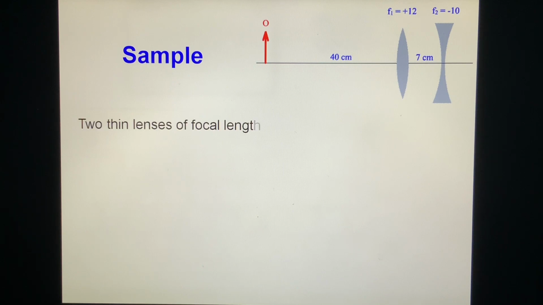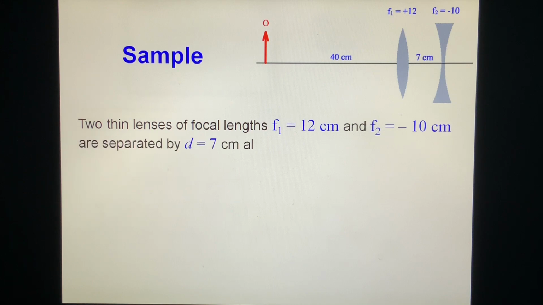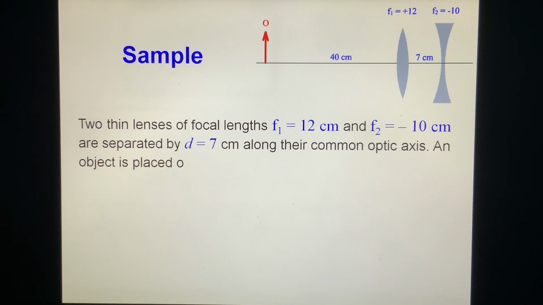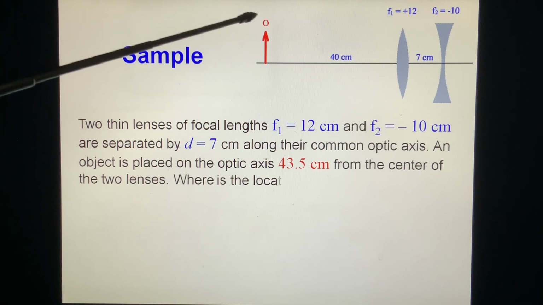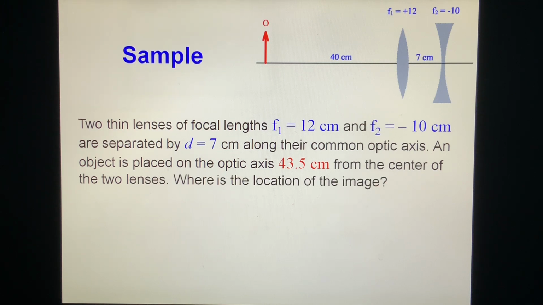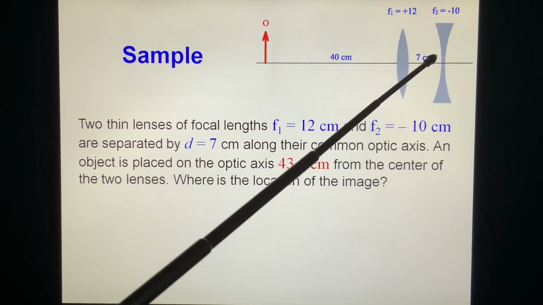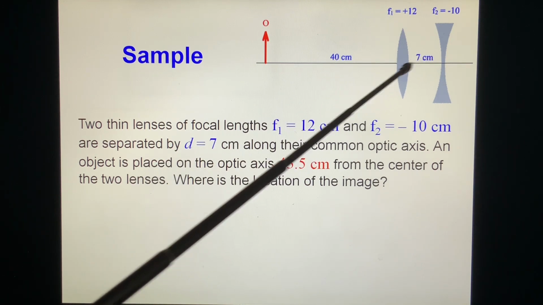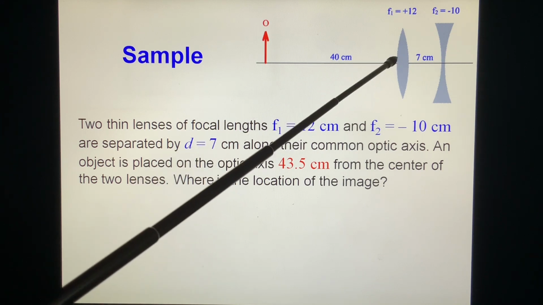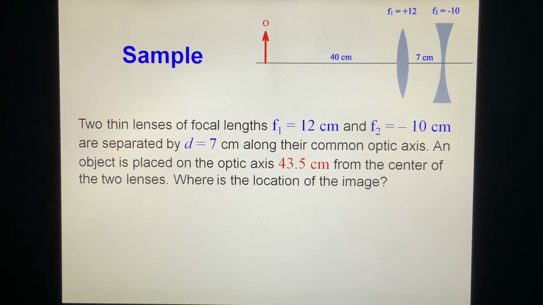Two thin lenses of focal length f1 12 centimeter and f2 minus 10 centimeter are separated by d 7 centimeter along their common optical axis. An object is placed on the optical axis 43.5 centimeter from the center of the two lenses. So this actually is 40 centimeter from the first lens. Where is the location of the image?